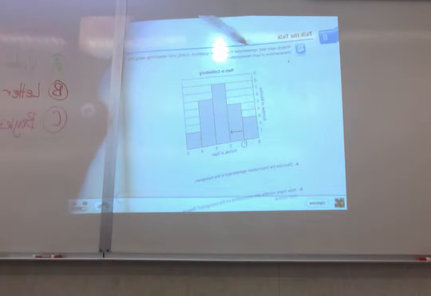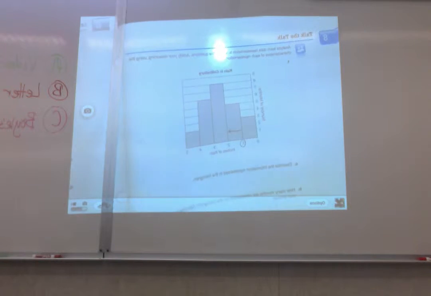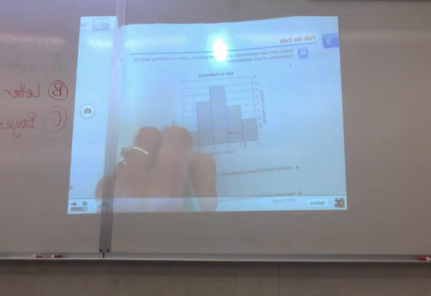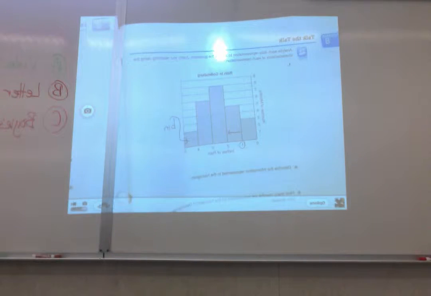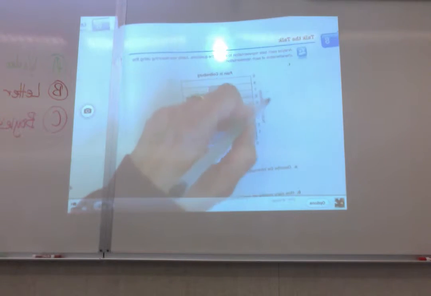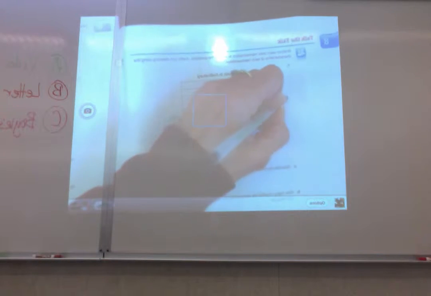Analyze each data representation to answer your question, justify your reasoning. And again, a key word here is bin. These bars are called bins. Another key thing to know is often this data over here is called the frequency.